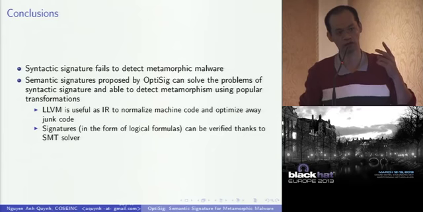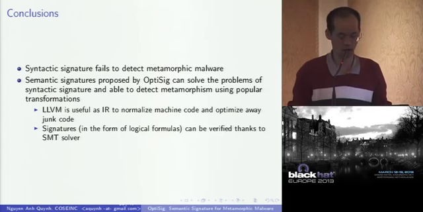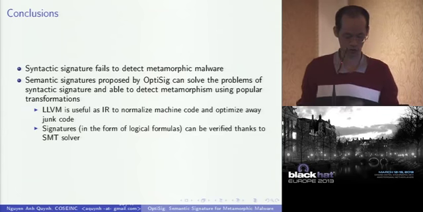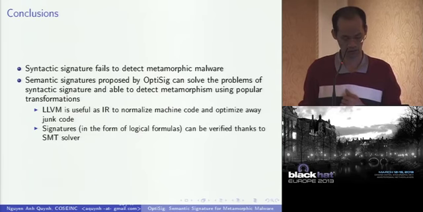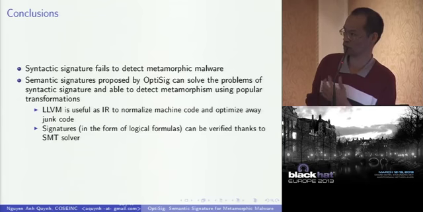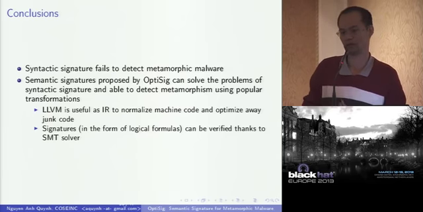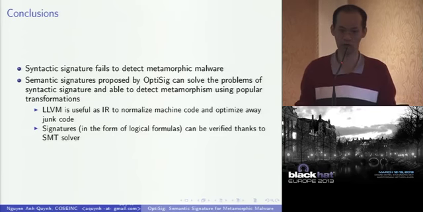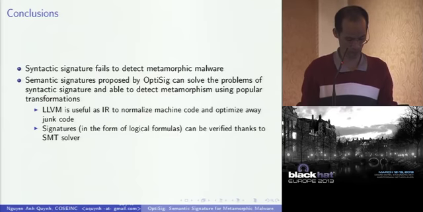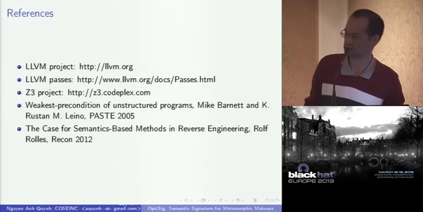And here I use 2 key technologies. First one is LLVM, which we use to normalize the machine code, and after that we optimize away many junk code inside. And to compare the signatures, we use the SMT solver, and we generate the logical formula from the normalized code to an SMT logical formula, and after that we use the solver to verify the equivalence of them. Some references for you.